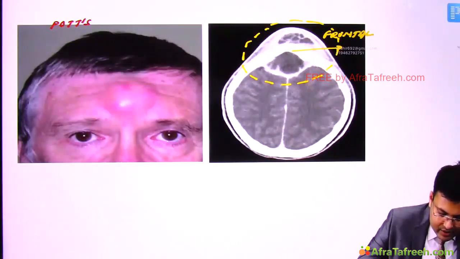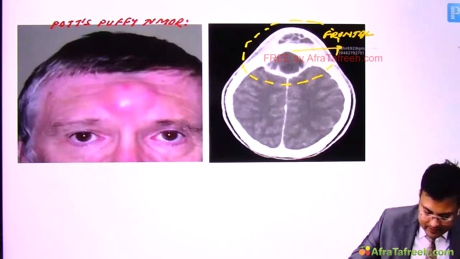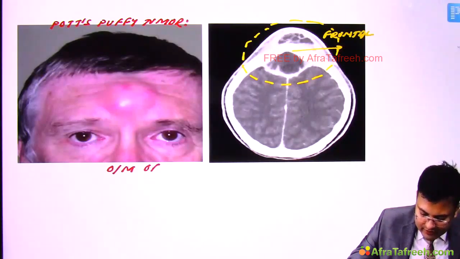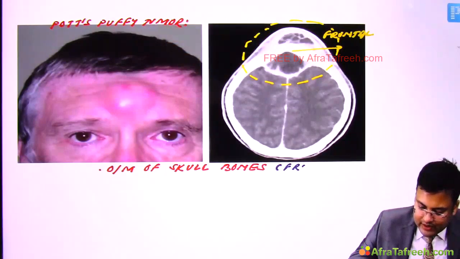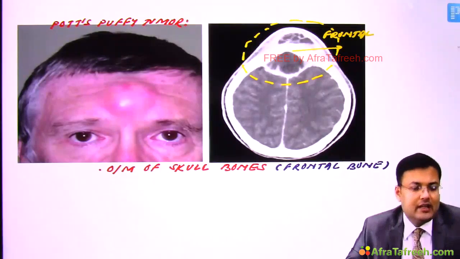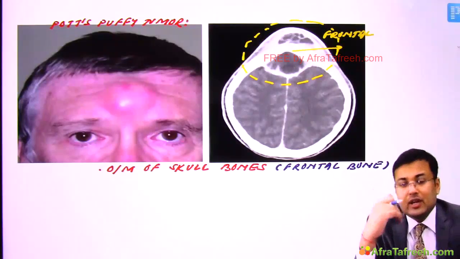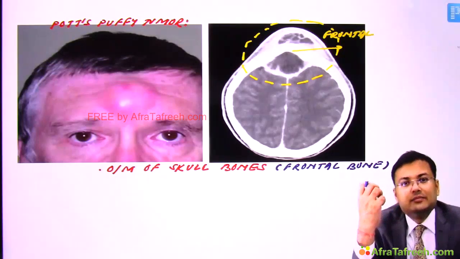Name of this condition. Another very important question, Pott's-Puffy tumor, and it is characterized by osteomyelitis of skull bone. In Karnataka this question was asked, which bone? And most commonly it is which bone? It's the frontal bone. Clear? So this is Pott's-Puffy tumor in which there is osteomyelitis of frontal bone. That's why on clinical examination you will notice edema involving this forehead.